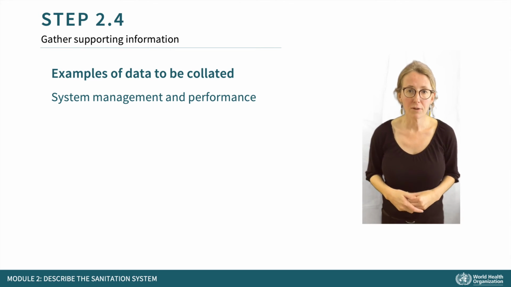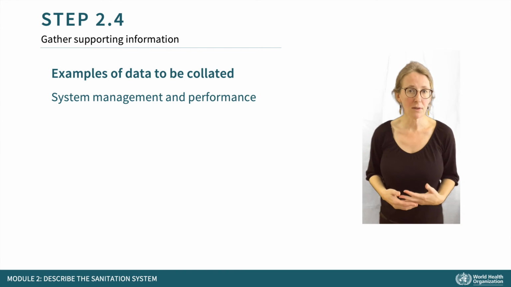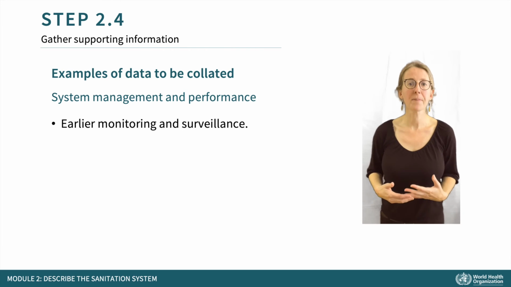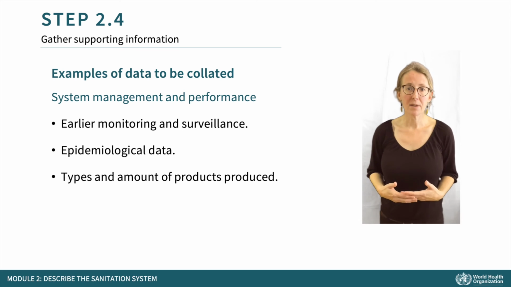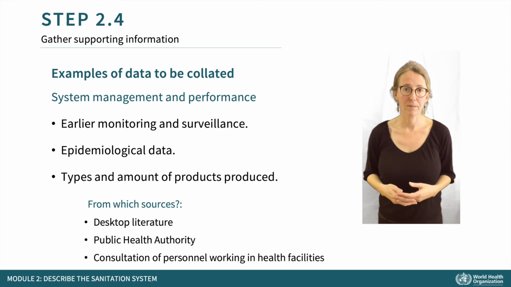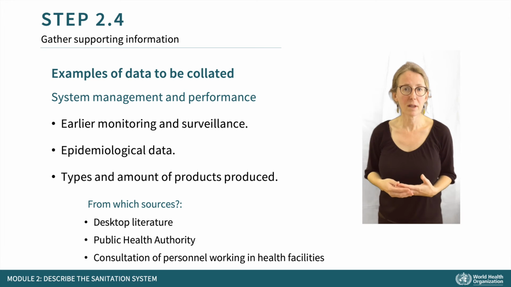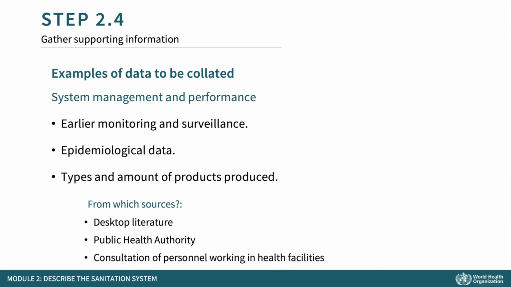You should also collect information related to the system management and performance. That includes data related to earlier monitoring and surveillance, epidemiological data, types, and amount of product produced. To obtain information on the presence of a specific disease or pathogen, a desktop review may be sufficient. Information may also be obtained from public health authorities, for example, via a routine health information system. Consultation of personnel working in health facilities within or in proximity to the study area may also be useful.